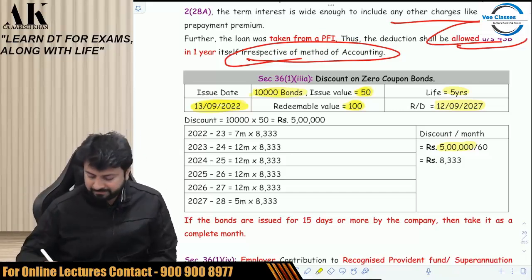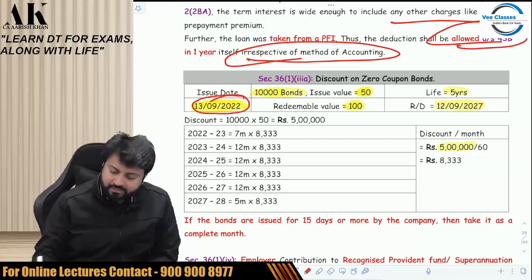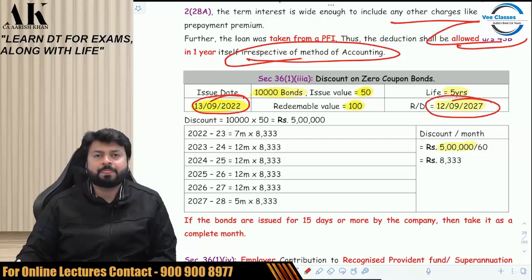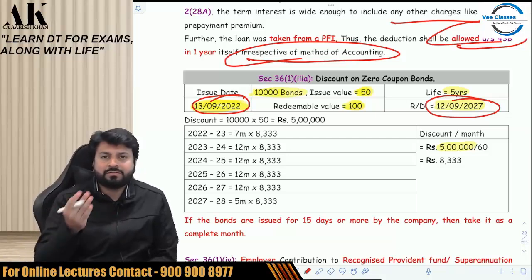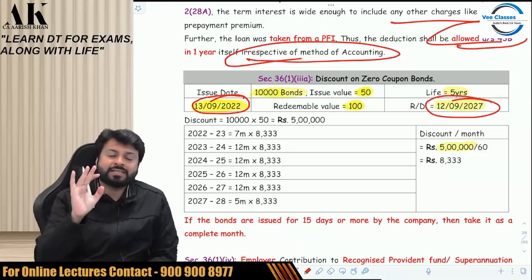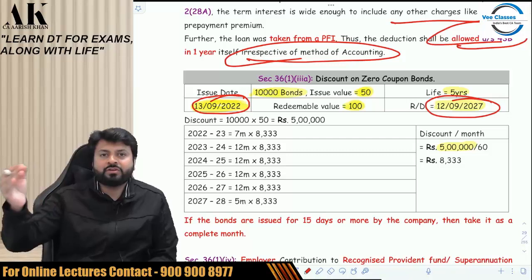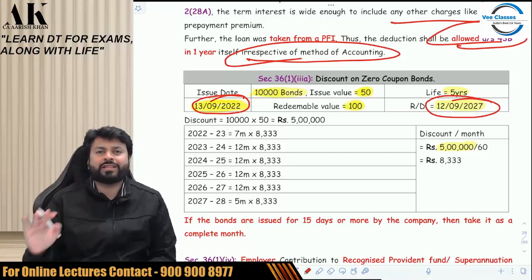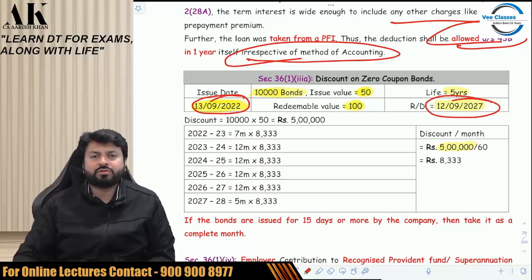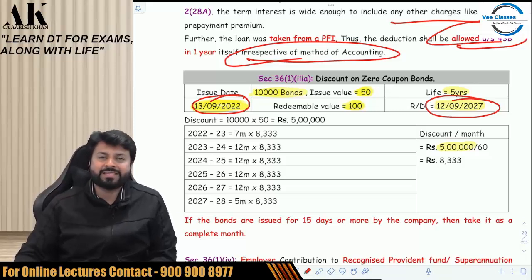Now, how to compute the life? So you have to compute the life from this date to this date. But you are not supposed to compute the life in terms of years, but in terms of months. So while computing months, how will you compute months? If it is a partly completed month, so listen. If you have issued the bonds for 15 days or more, then you have to take that month as a complete month. It means if you have issued the bond for less than 15 days, then you have to ignore that month. So in a particular month, if you have issued the bond for 15 days or more, you have to take that month as a complete month.